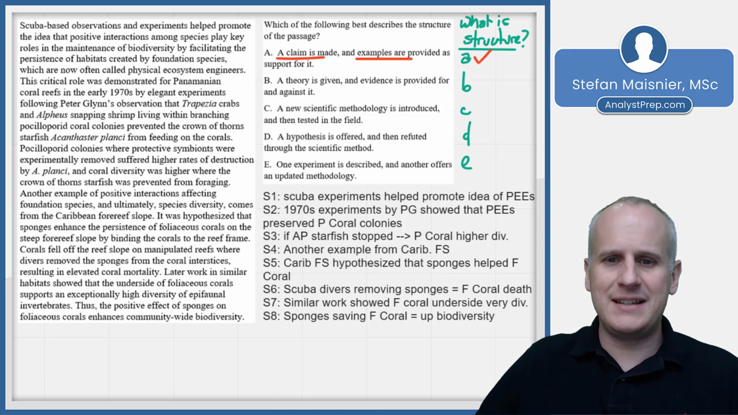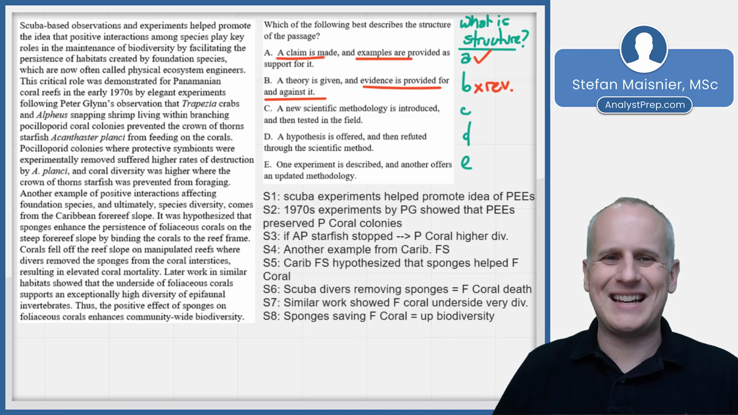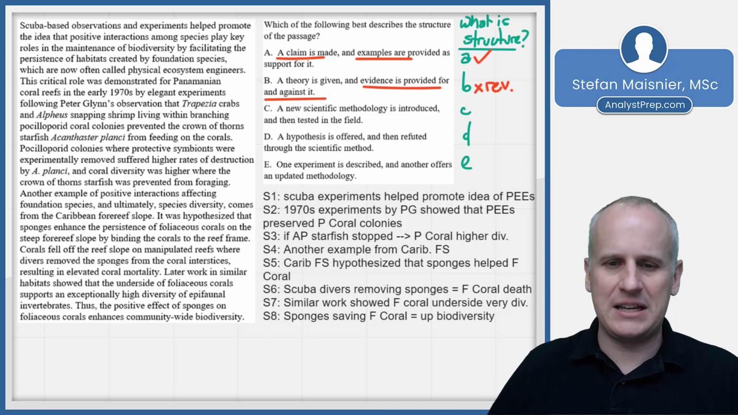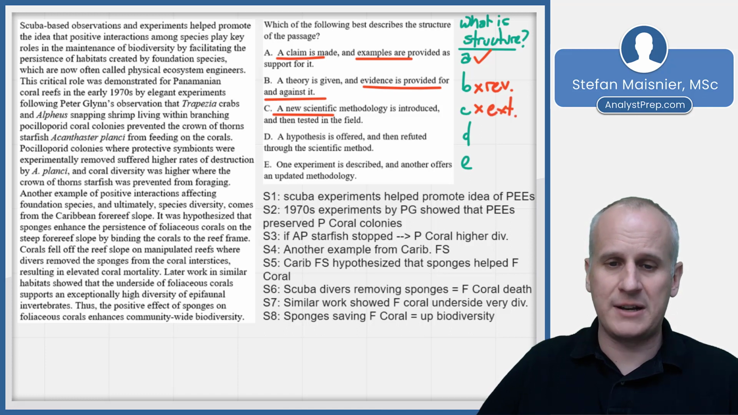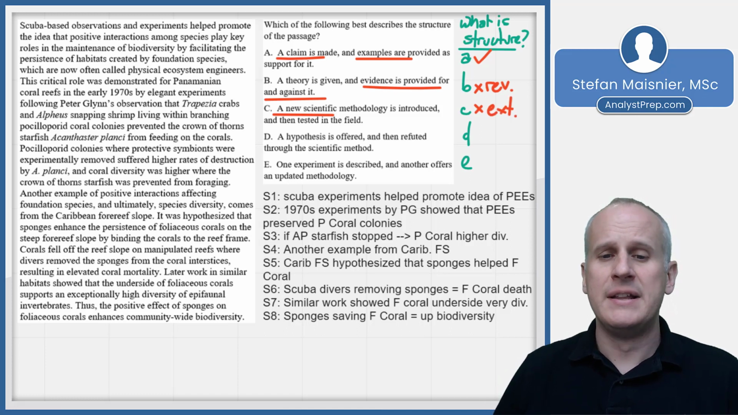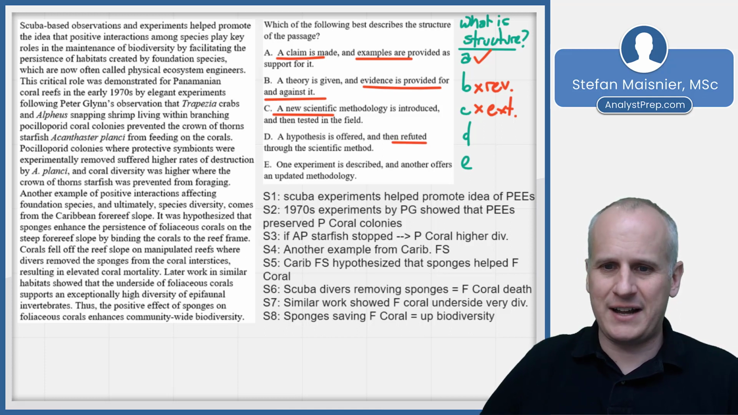Now, a theory is given and evidence is provided for and against it. There's nothing against it, so we can call that a reversal, and that's out pretty quickly. A new scientific methodology is introduced. Well, we don't know that scuba is new. It just says that helped promote this idea, so that would be qualified as extreme and able to be eliminated. Then choice D, a hypothesis is offered and then refuted. It's definitely not refuted, so that's a reversal.